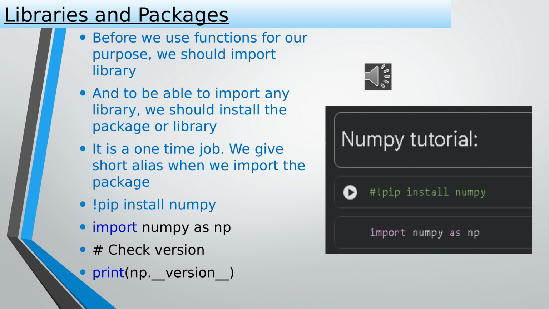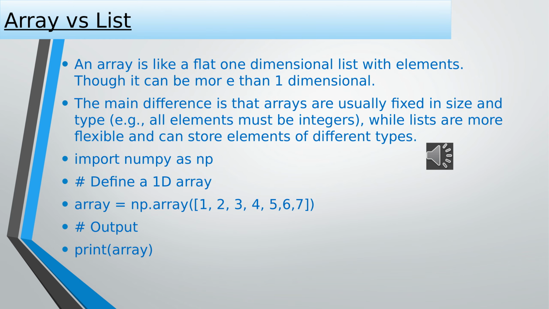In the next section, we'll begin creating NumPy arrays, which are the core data structures used for efficient numerical computation and form the foundation for many machine learning algorithms. An array is like a flat one-dimensional list of elements, though it can be more than one-dimensional. The main difference is that arrays are usually fixed in size and type, e.g., all elements must be integers, while lists are more flexible and can store elements of different types.